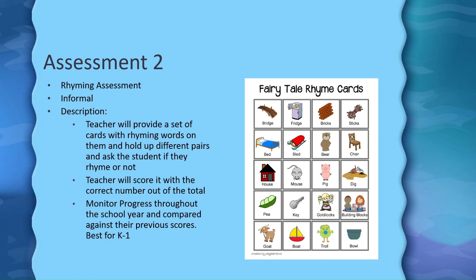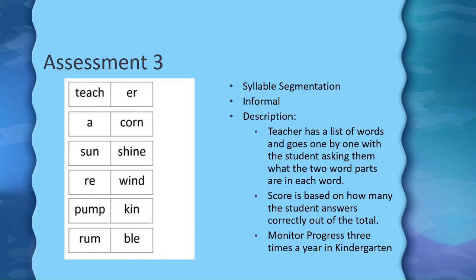This one can also be done one-on-one or within a big group, just to have a general understanding of how the class is doing. It's scored obviously out of the correct number of the total that are presented, and this progress is monitored throughout the school year, and you just compare it against their previous scores. And this one is best for kindergarten through first grade.